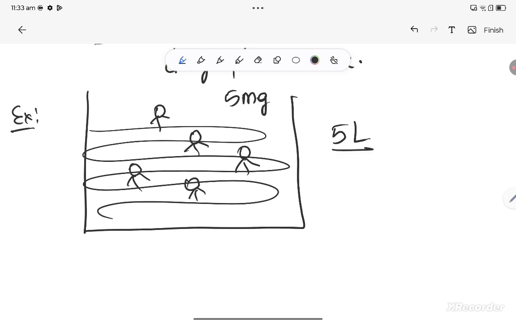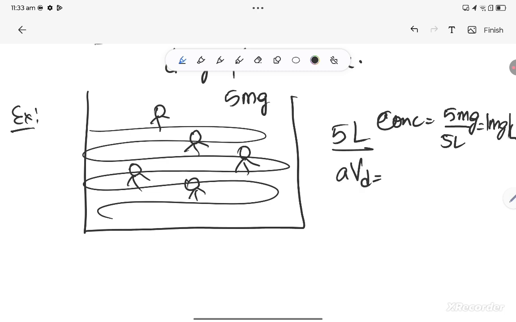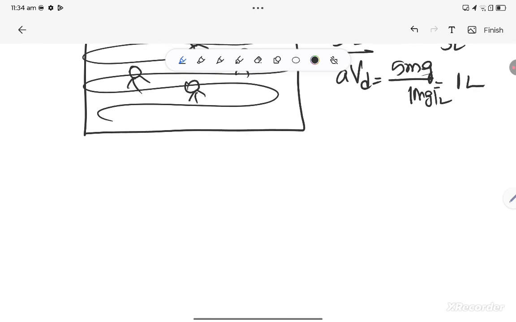We have added it to 5 liters, so the concentration is 5 milligrams per 5 liters. This is 1 milligram per liter. Then apparent volume of distribution is calculated by the amount given, that is 5 milligrams, divided by plasma concentration, that is 1 milligram per liter. So the apparent volume of distribution is 1 liter.